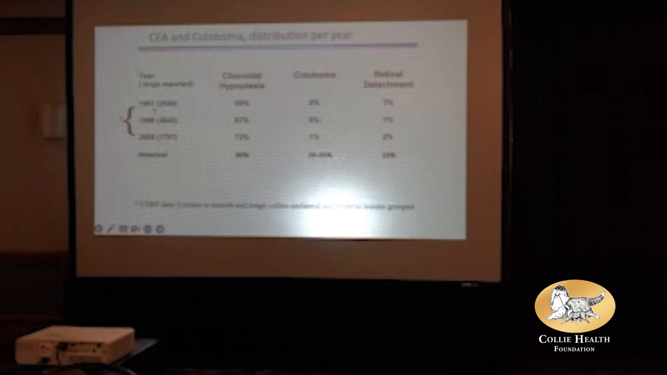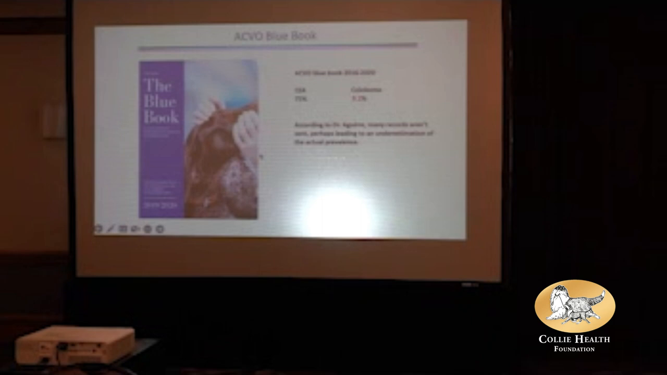Between 1998 and 2008, you see an increase in the prevalence of choroidal hypoplasia, but a decrease in coloboma, and kind of a flip-flopping for retinal detachment, I would say. Historically, choroidal hypoplasia was probably around 90%, and coloboma... In 2025, I have to say that the last ACVO book reports an incidence of CEA of 75% and coloboma 9.2.